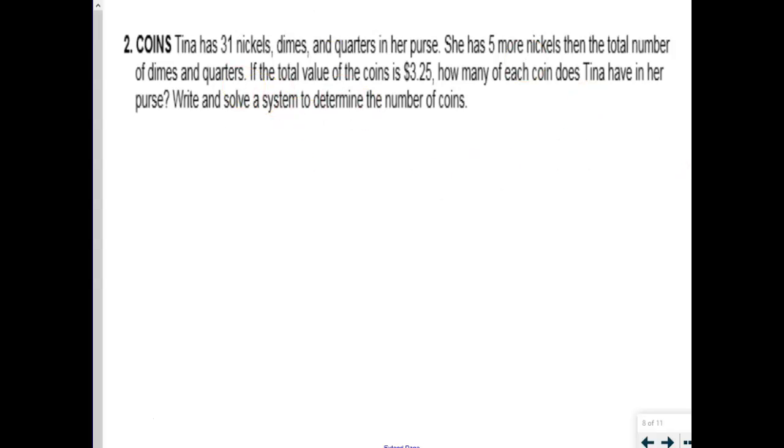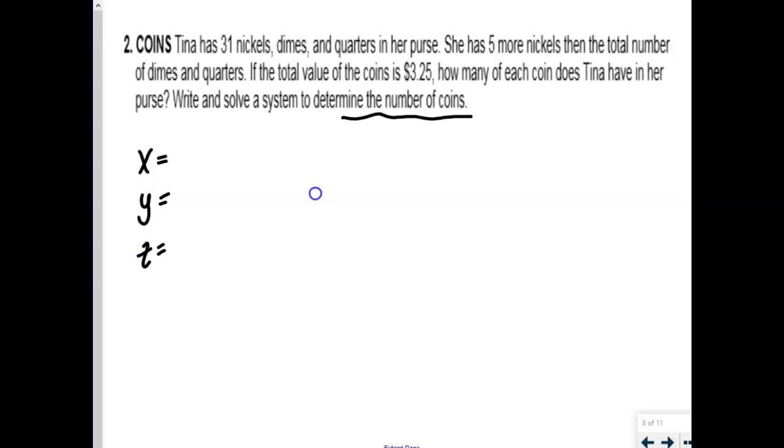So the question might be a good place to start. It says, write a system to determine the number of coins. Y'all know how coins work? What do we have here? Nickels, dimes, and quarters. M, D, and Q. Oh, no, I'm going X, Y, and Z. I'm going to be lame today.